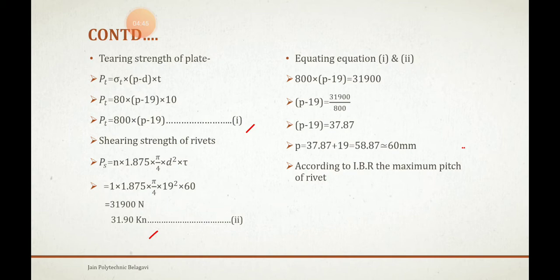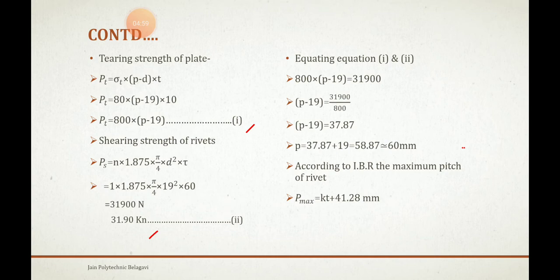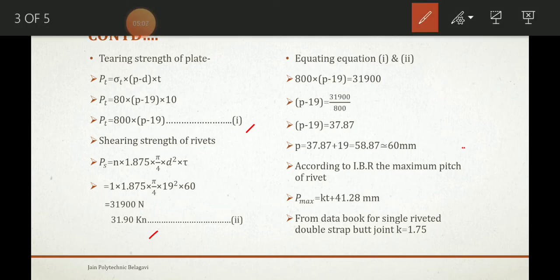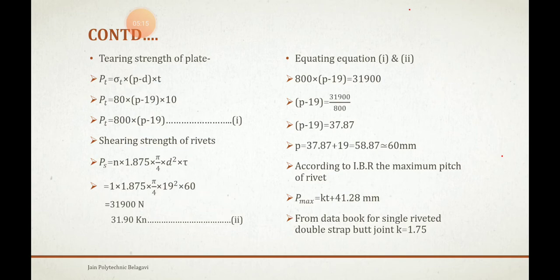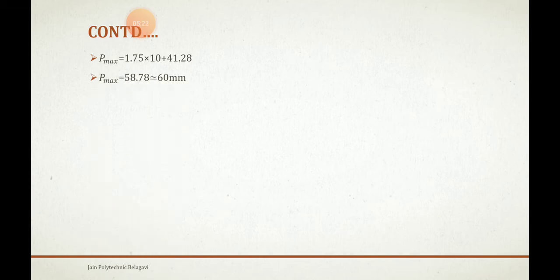According to the Indian Boiler Regulation, we have to find out the maximum pitch of the rivet. For that there is a formula: P max equal to K into T plus 41.28. Now this value of K you will get from the data handbook. You have to search for single riveted double strap joint, and in front of that you will get the value for K, which is nothing but 1.75. So P max, now substitute and get P max as 60 mm.